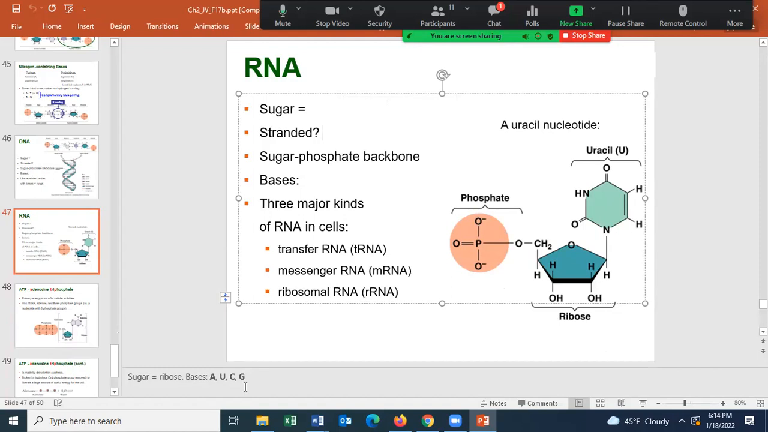There are three major kinds of RNA: transfer RNA, which is tRNA, messenger RNA or mRNA, and ribosomal RNA or rRNA. And if the nucleotides are the same in tRNA, messenger RNA, or rRNA, what is the difference between them? They do different things. Well, that's true.